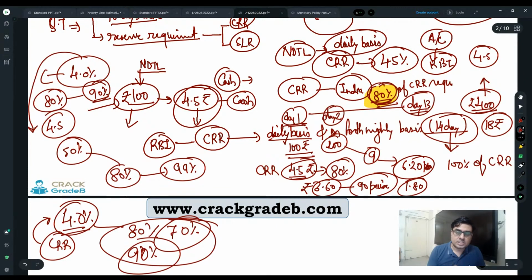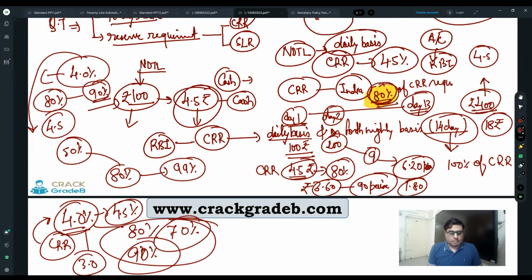But if they are changing the CRR percentage itself, this shows that yes, the situation is not good. It is going to increase from 4 to 4.5%. That means it's a very serious issue, and RBI is feeling that the other measures are not working. That's why we have to go for what? Increasing CRR itself.